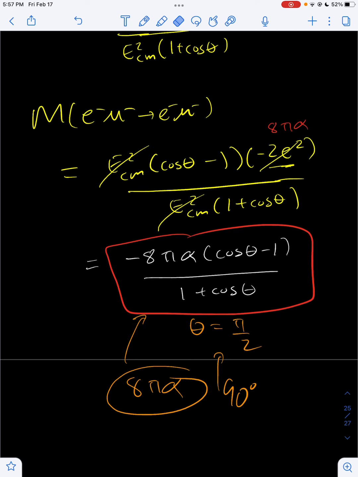Now we can take this matrix element and plug it into the formula for the cross section, decay rates, to calculate a new bunch of things.